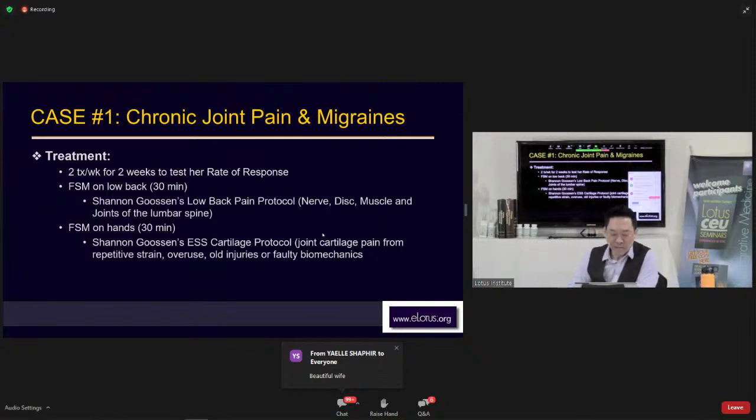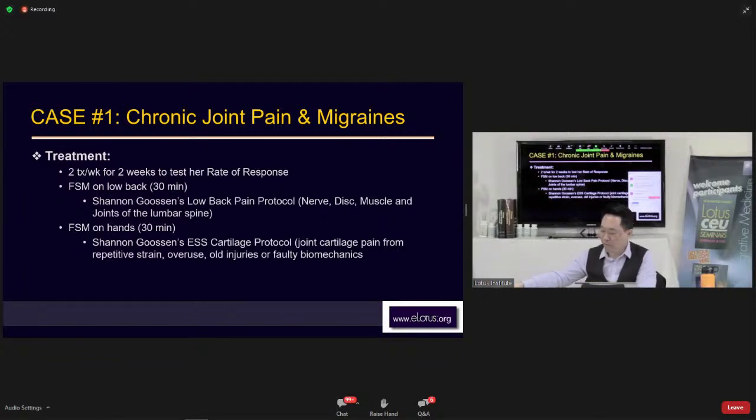Okay. Let me go back to this and I'll answer more questions. So the treatment, 2 treatments per week for 2 weeks to test her rate of response. And for her, we only did FSM. So we only used this device. We did not use acupuncture. Remember, she was terrified of needles, and she wasn't gonna stay if we were gonna use needles. So guess what? We had something that was just like acupuncture without needles, which is the FSM. So we used this on her, right?